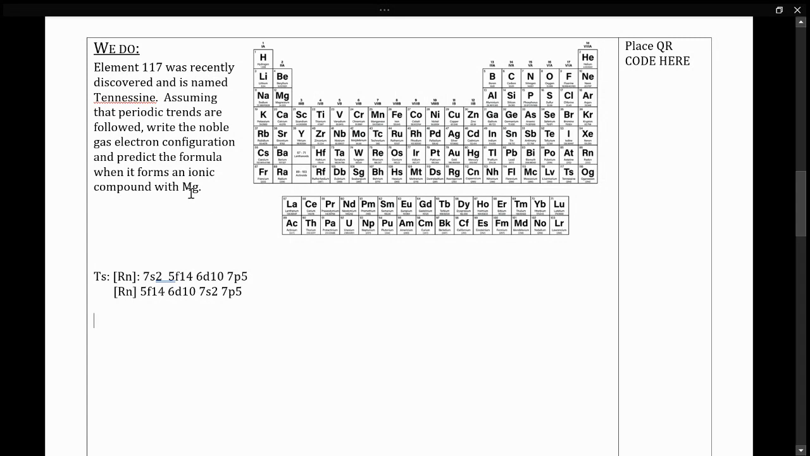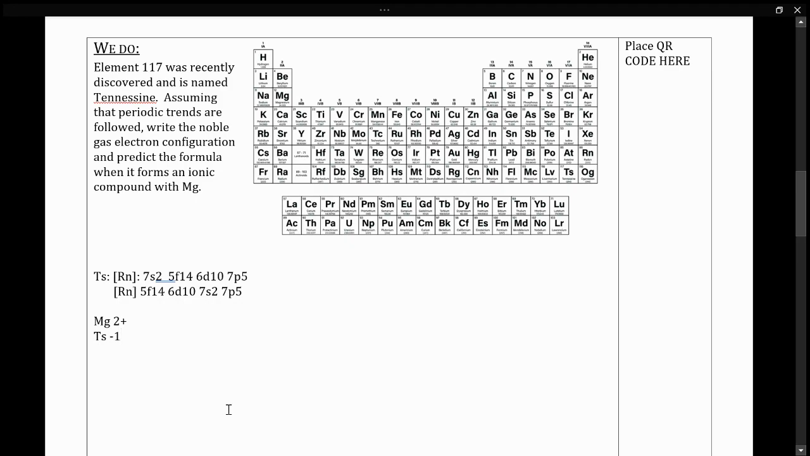The next was to predict the formula when it forms an ionic compound with magnesium. If you look at magnesium's location on the periodic table, it's in group 2, it has 2 valence electrons, and it's a metal, which means it wants to get rid of them. So it's going to form the +2 cation, always the +2 cation because of its location in the periodic table. With tennessine, we can predict that since it's in group 7, it's going to act like another halogen, and it will form a -1. It needs to gain 1 electron to have a full octet.